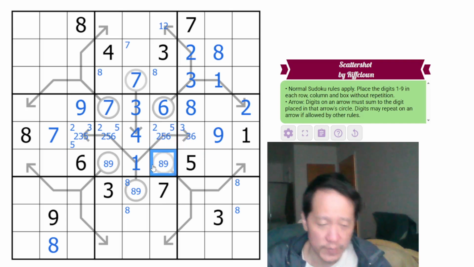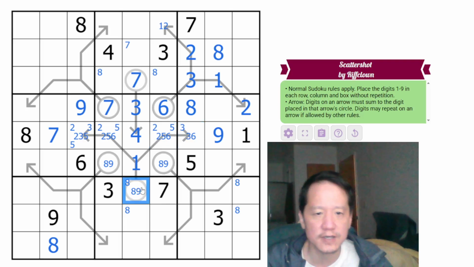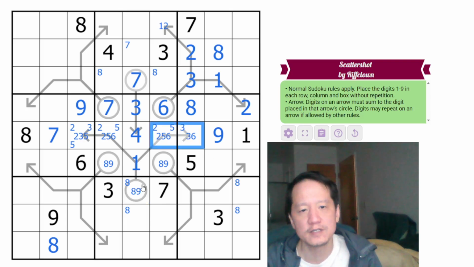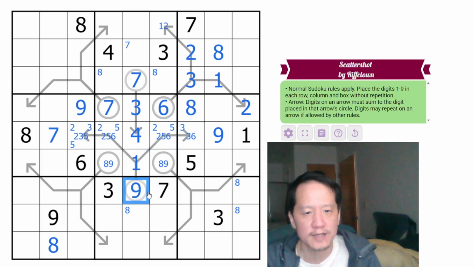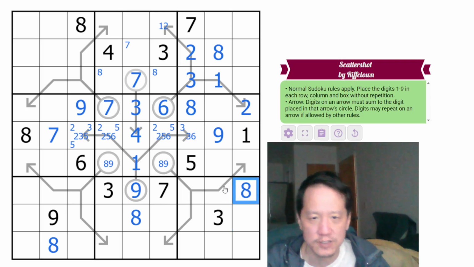These can't be 4. It must be 2 and 6 added together and 3 and 5 added together, which means that adds up to 8 for each, which plus 1 adds up to 9. So this is 9, which makes that 8. This can't be 8 anymore, so that forces this to be 8.